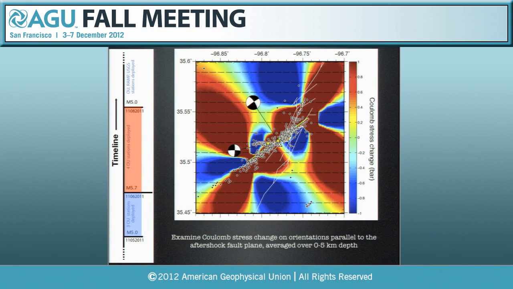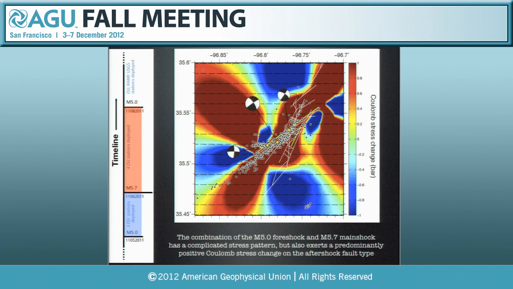If we look at the aftershocks that occurred on the 5.0 aftershock fault region, we again examine orientations that are parallel to this plane, again averaged over 0 to 5 kilometers depth. And you can see in regions that there are certainly areas where it's promoting failure, but particularly in this region, it seems like that would be inhibiting failure at that site.